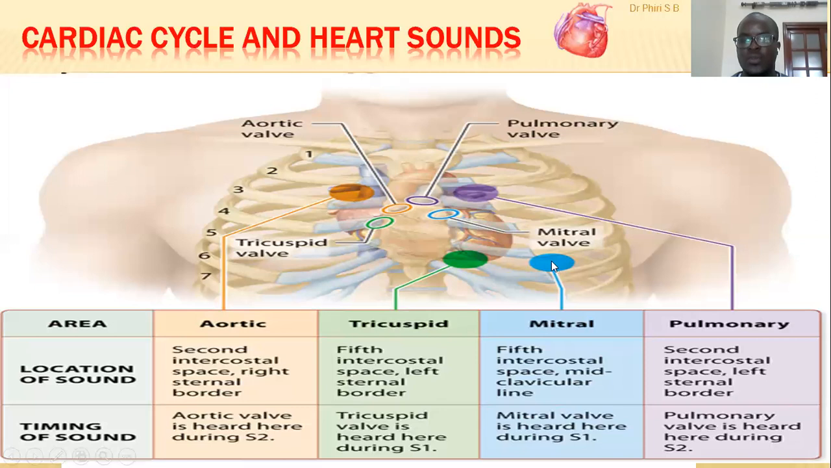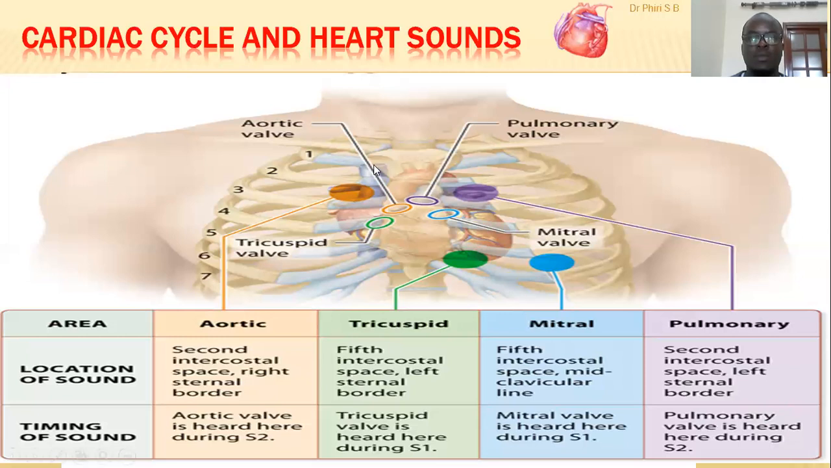So when you put your stethoscope here, the mitral valve is heard during S1. Then if you put your stethoscope in the fifth intercostal space, but at the left sternal border, just on the left part of the sternum, this is where you're going to hear the closure of the tricuspid valve. The closing is almost simultaneous, so you just get the first heart sound as the lub, then later on the dub, due to the closure of the semilunar valves.